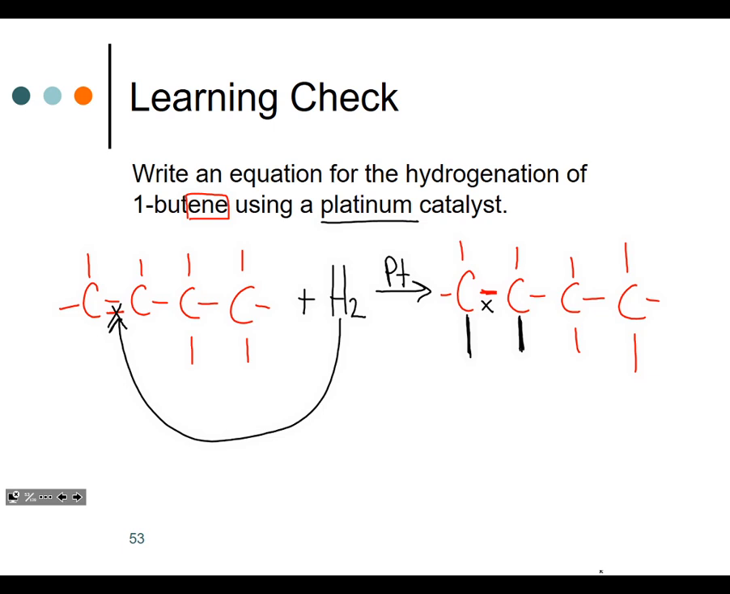You can do this if you have a triple bond. If I had a triple bond here, instead of just plus H2, they will tell you it's plus 2H2. So really you have four hydrogens. Let me draw my hydrogens real quick. So when you break up these bonds, you have four hydrogens to add, and it makes everybody stable and happy.